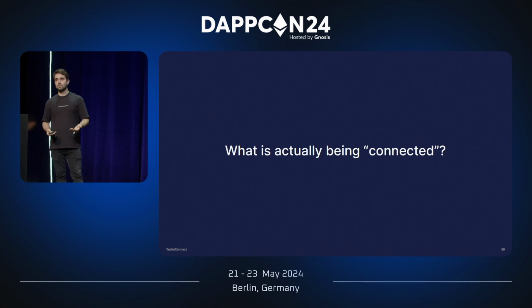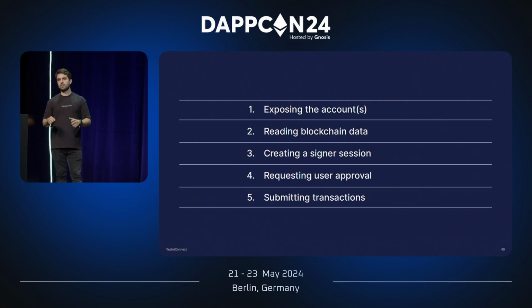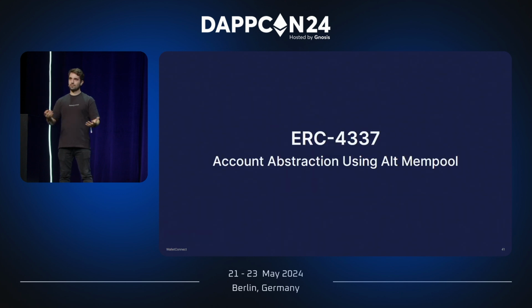So what it actually means to be connected: when you connect to expose an account, you read some blockchain data because you're given an address and we can check the state. We create a session for you, which we validated with Sign in with Ethereum, and then we request user approval to submit transactions. So if you now have these multiple signers and you have payers, we need to standardize how these smart accounts work. And this is where account abstraction took off.